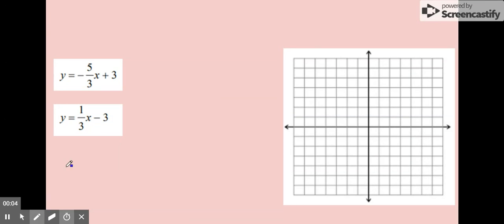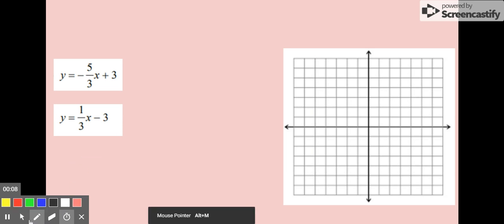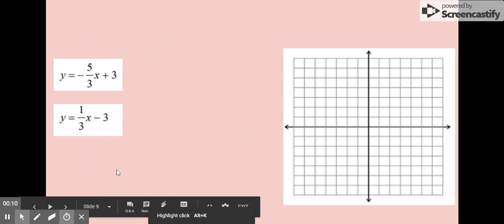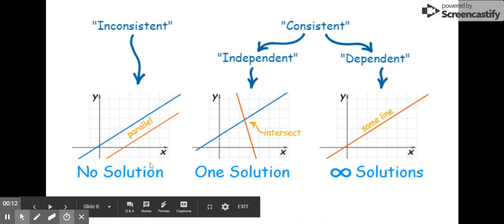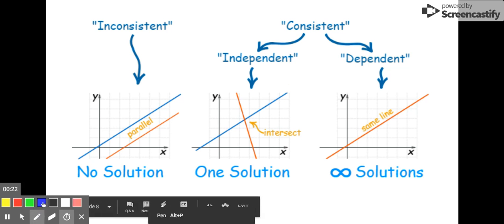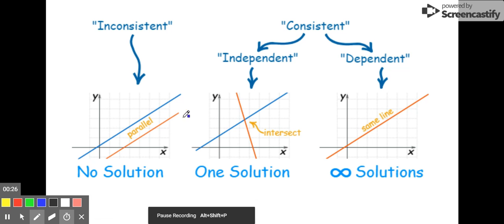Let's try one more example. Before we do that, let's just talk about this really quick. Okay, so now we just talked about inconsistent and consistent. When there is at least one solution, it is consistent, right? So it is consistent when there is at least one answer.